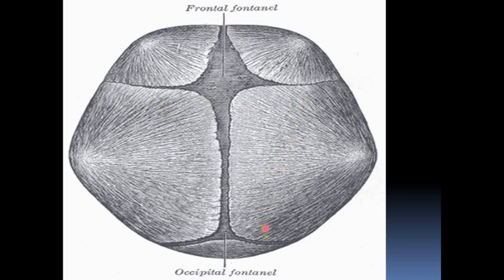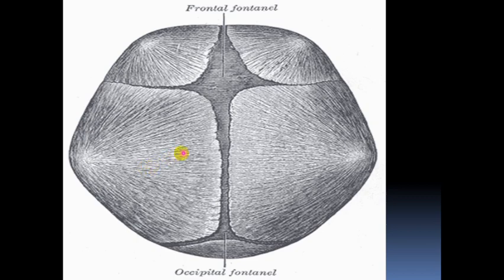And we have the lambdoid suture, which joins the two parietal bones and the occipital bone. These sutures are non-ossified membranes, which join the different bones on the roof of the skull.